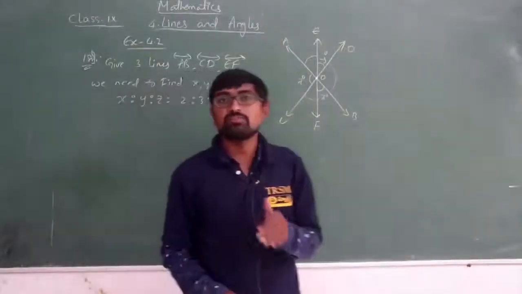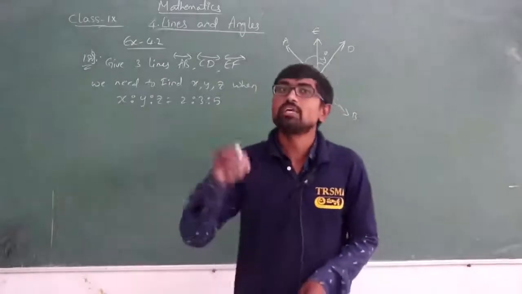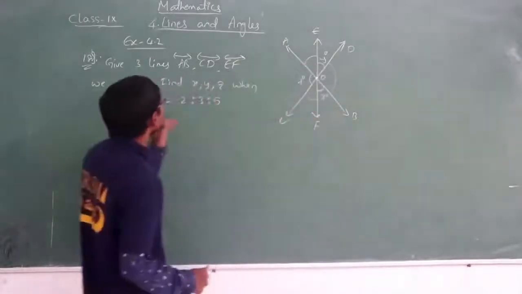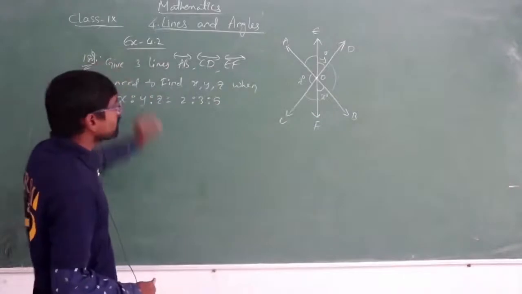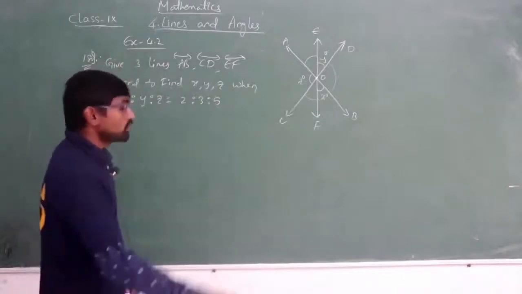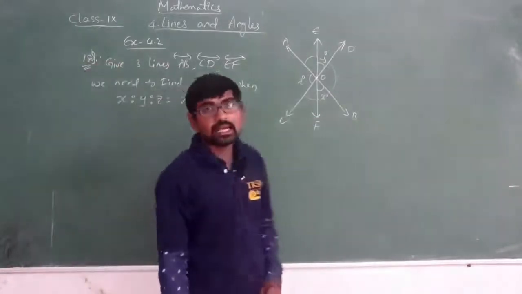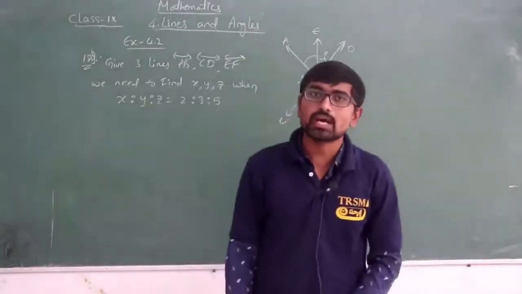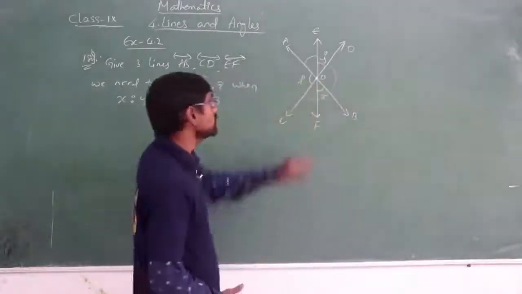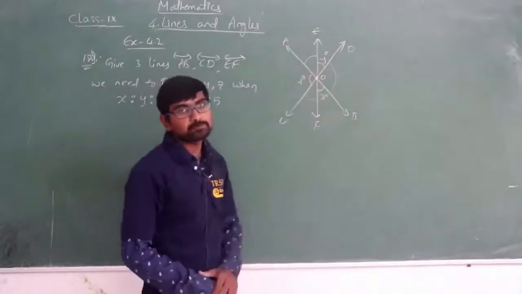Last previous class question that we left in the middle. Okay, so here in 4.2 we have question number 1. In that question, he had given 3 lines which are intersecting at one common point, isn't it? Here we are having totally 3 lines.